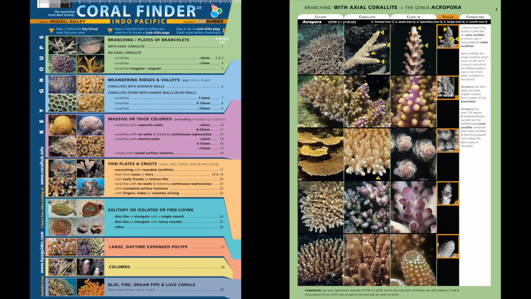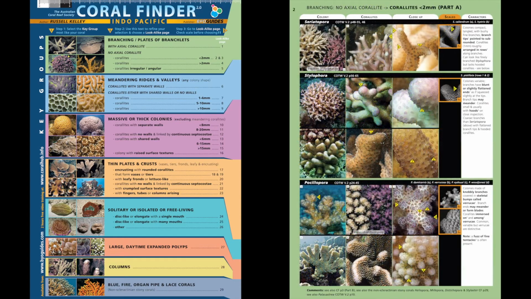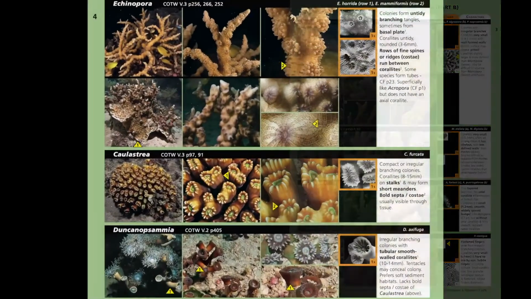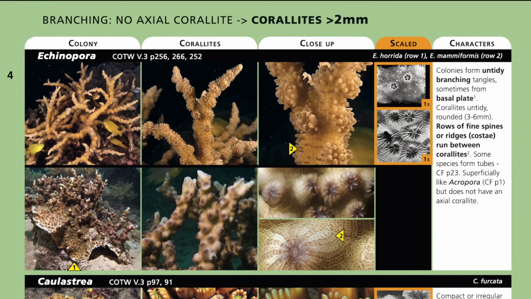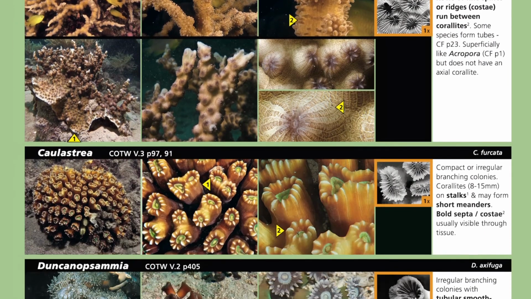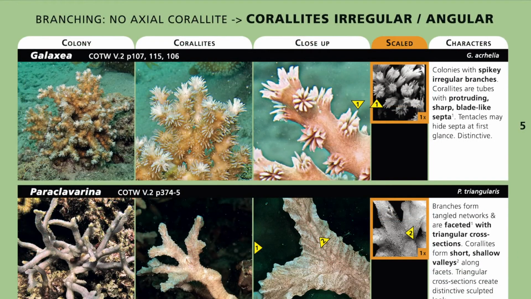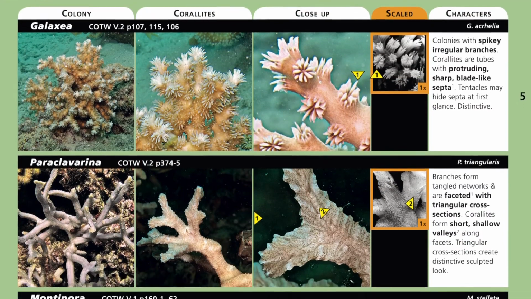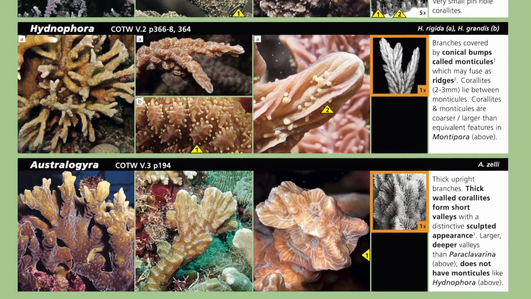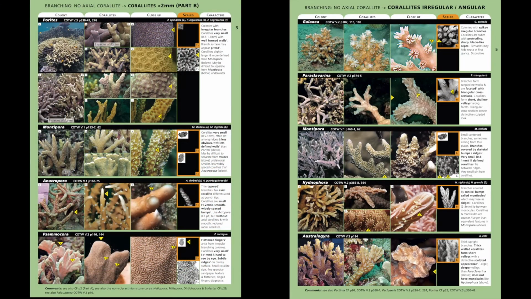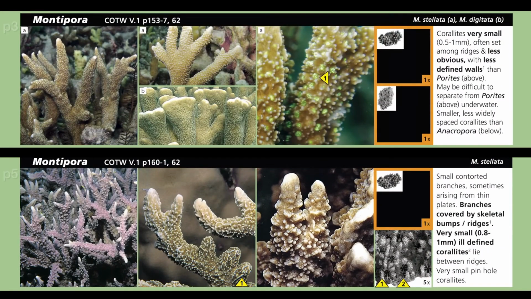Returning to the key page, you can see that there are other lookalike pages in the branching key group. Page 4 has corals with no axial corallite and corallites greater than 2 mm, while page 5 has corals with irregular, angular corallites and surface textures. Note how the genus Montipora occurs on both page 3 and page 5.